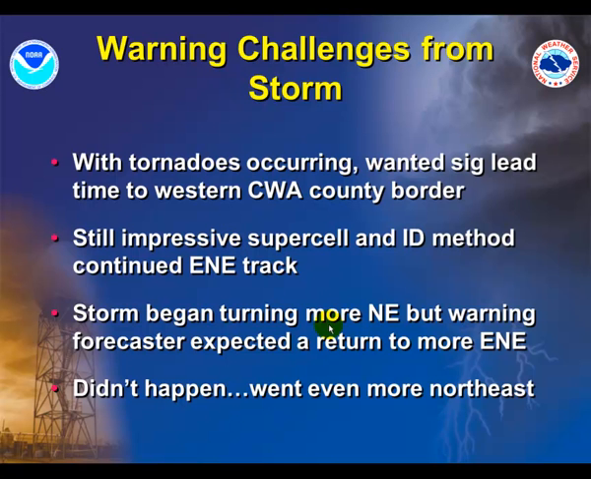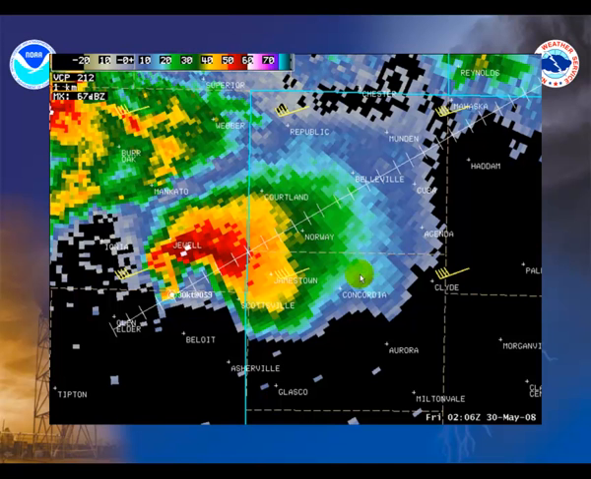So the storm began turning more northeast, but the warning forecaster expected a return to more east-northeast, and that didn't happen and went even more northeast. So you can see or imagine potential problems here, and you'll see them coming up.